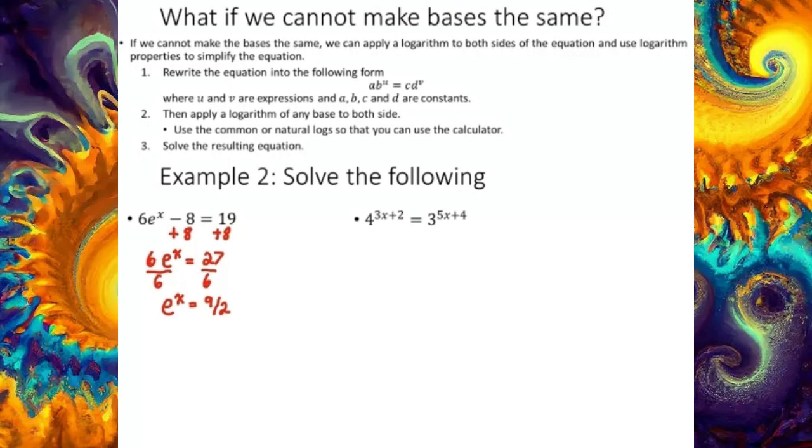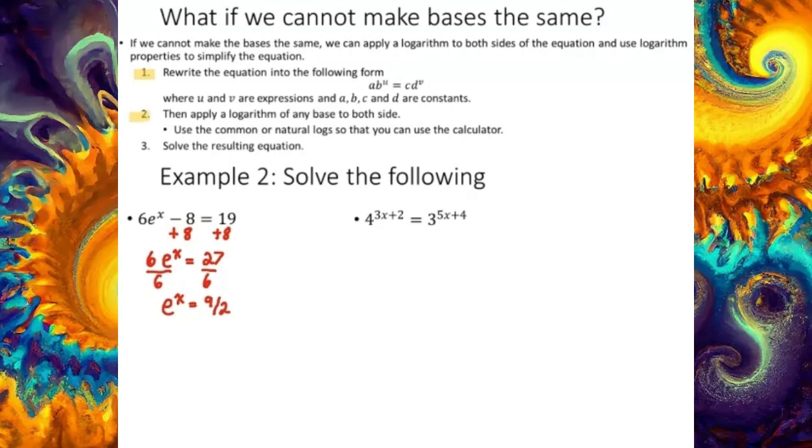So for this strategy, when we can't use the one-to-one property, we want to start off by writing the equations into the following form: a b to the u equals c d to the v, where a, b, and c are just constant numbers, u and v are some expression. I've already done step 1 by isolating the e to the x. However, I could have stopped at isolating 6e to the x. But if you can isolate the exponential expression, it is still worth doing. It'll save you more time.